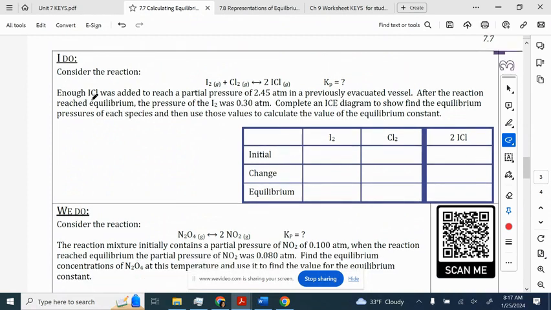So here we've got ICl was added to reach a partial pressure. So now we're in the land of Kp's here, so we're working with pressures. We are reaching a partial pressure of 2.45 in a previously evacuated vessel. After the reaction was reached, the pressure of I2 was 0.3. So I'm going to put that down here because that said that at equilibrium, I2 is 0.3.